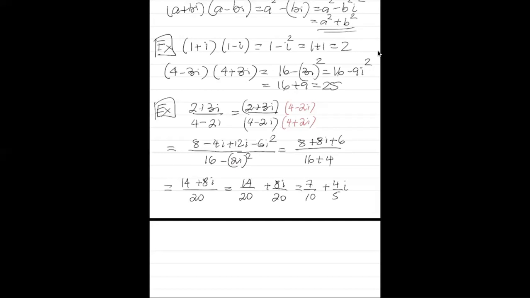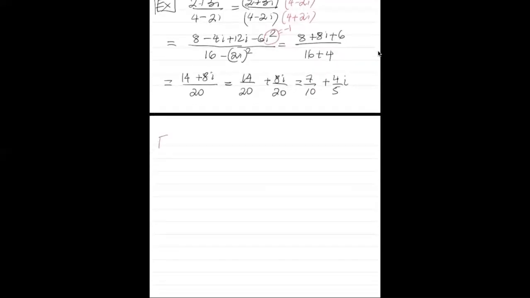Let me make a note here. So I squared is -1, so that becomes plus 6. Okay. Another example is (5 plus i) divided by (5 minus i).